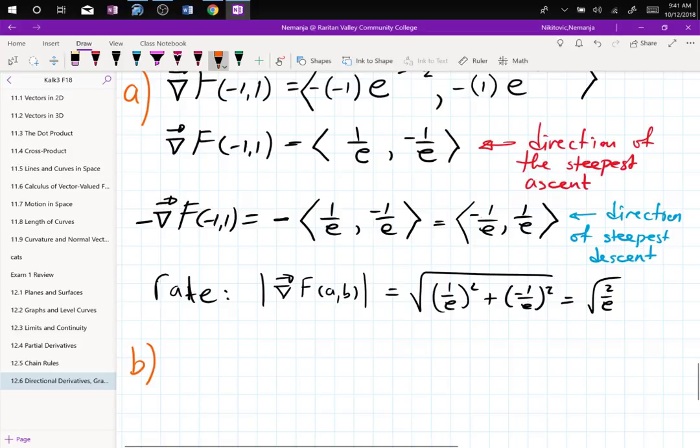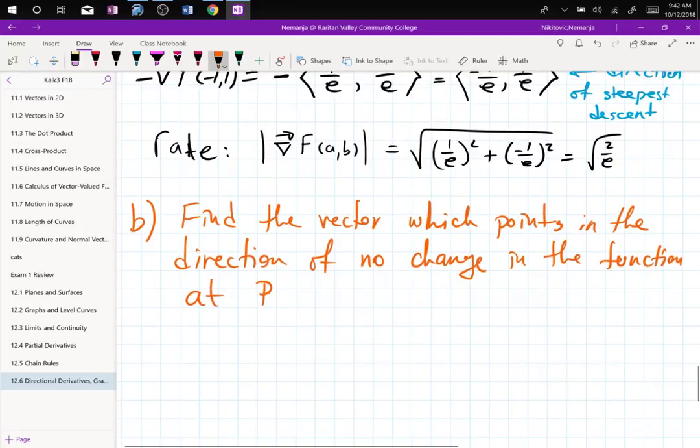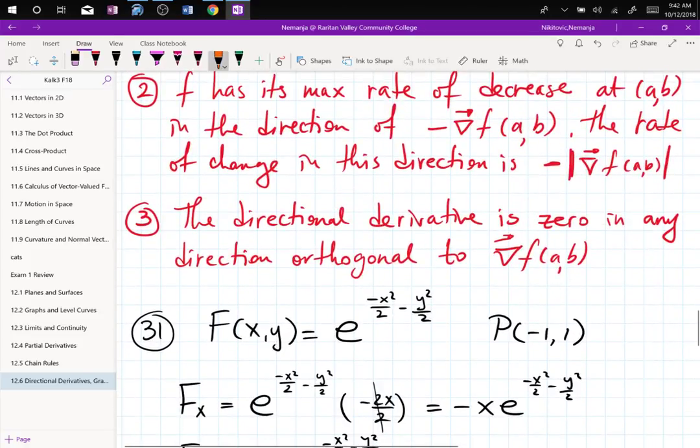Find the vector which points in the direction of no change in the function at P. And P is given as 1, negative 1 or negative 1, 1. So the directional derivative is 0 in any direction orthogonal to the gradient. Clearly we have to use that, right? The directional derivative is 0 in any direction orthogonal to the gradient.